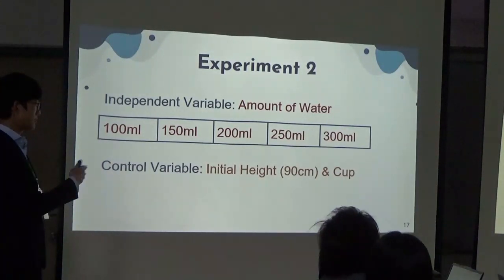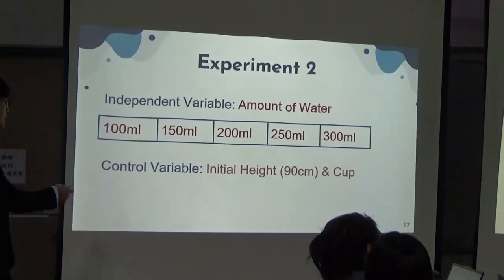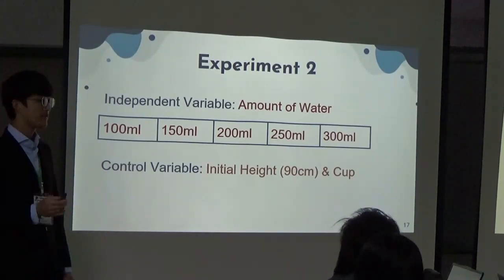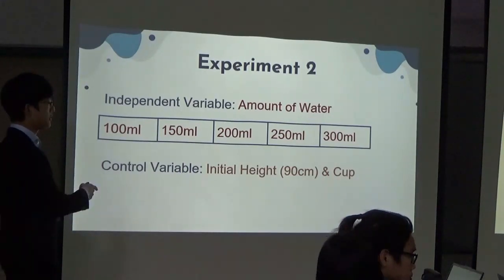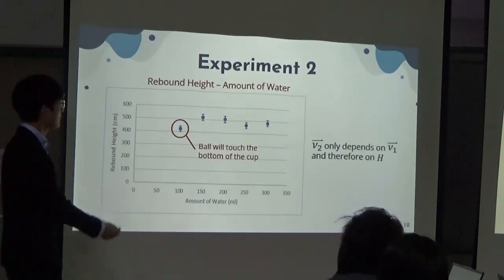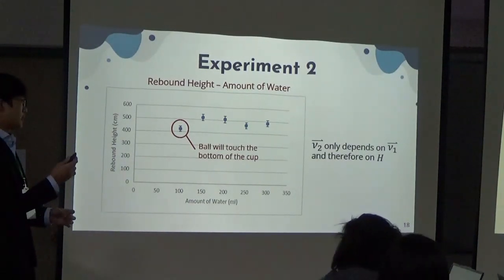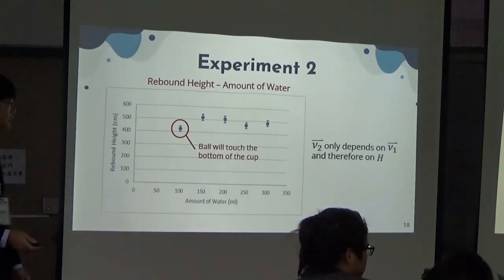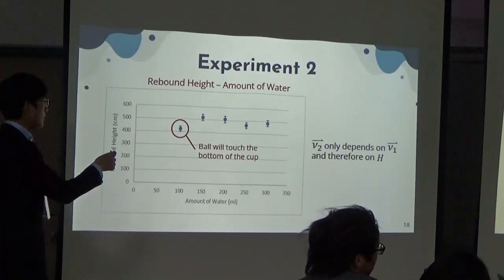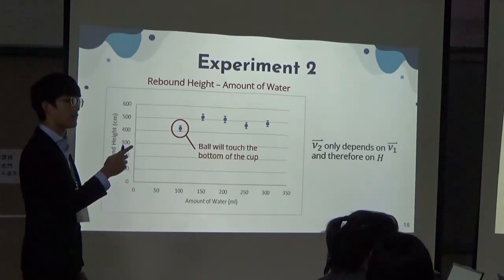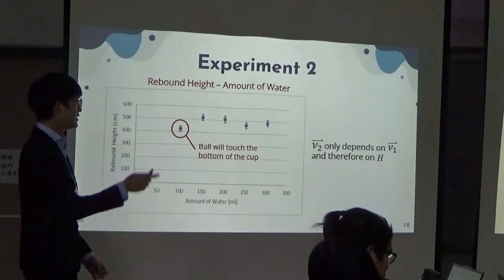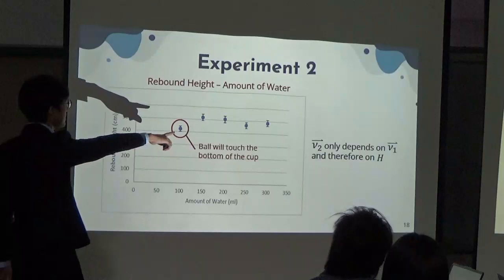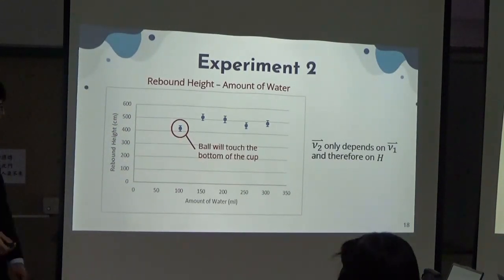So for our second and third experiments, we are going to use a cup with a 4.5 centimeter radius. For experiment 2, we are going to change the amount of water. According to our theory, the amount of water should not really have a great effect on the rebound height, because we are focusing on the velocity after impact and the velocity before impact. The velocity before impact depends on the initial release height. And here we can see that this fits our predicted trend.